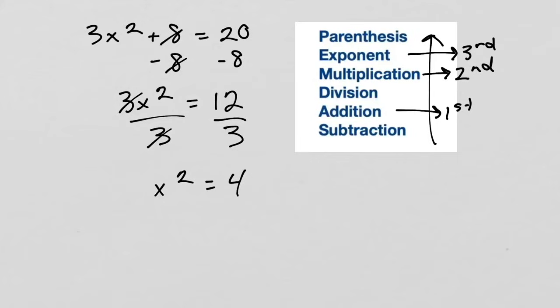We finally have to get rid of the exponent 2. We do the opposite operation. The opposite operation of exponent 2 is square root. We find the square root of both sides. This will cancel out. The square root of 4 is 2. Therefore, x equals 2.